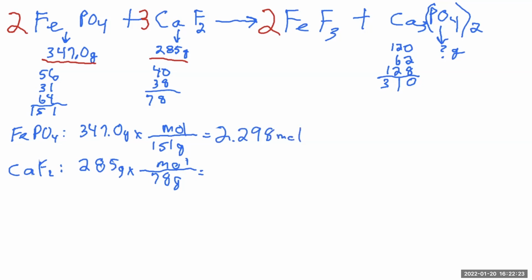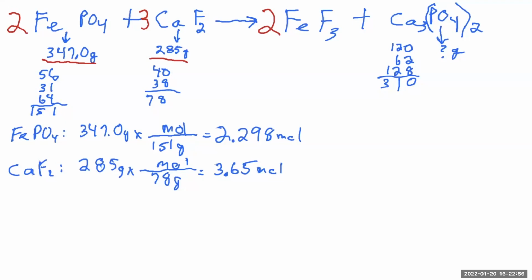Right? And for calcium fluoride, we have 285 divided by 78. That equals 3.65, 3 significant digits. Okay. So now all we've done is converted each of the masses of what we started with into moles.